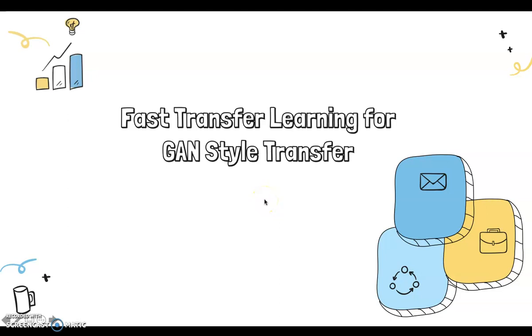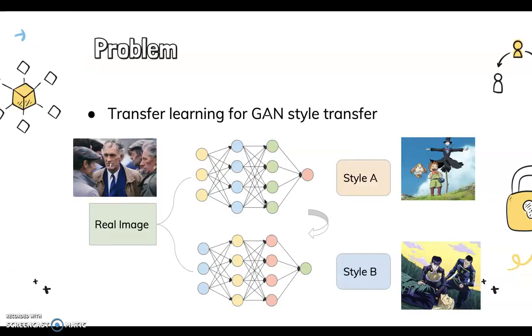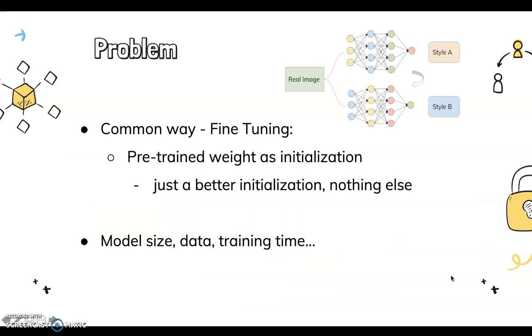Hi everyone, this is Team Jojo, and the topic of our project is fast transfer learning for GAN style transfer. First, we have a GAN network trained to perform style transfer from real image to style A. Then we want to perform transfer learning to train a new network to transfer style from real image to style B. One common way of transfer learning is fine-tuning.